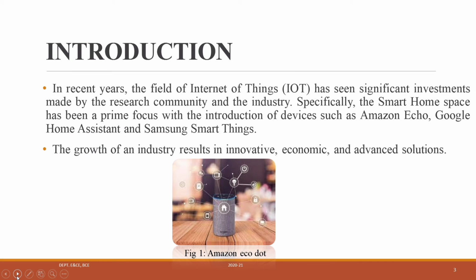References. In recent years, IoT has seen significant investment by the research community and also industry people, where smart home space plays an important role, and the primary focus of devices such as Amazon Echo and Google Home Assistants made home automation a great deal. The growth of these industries also results in innovative, economic and advanced solutions.